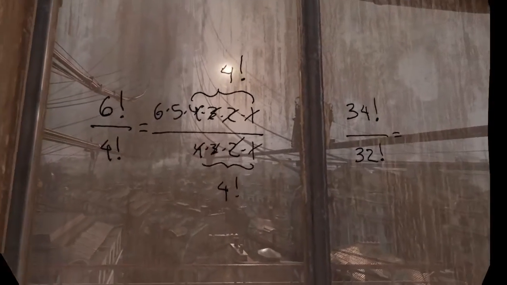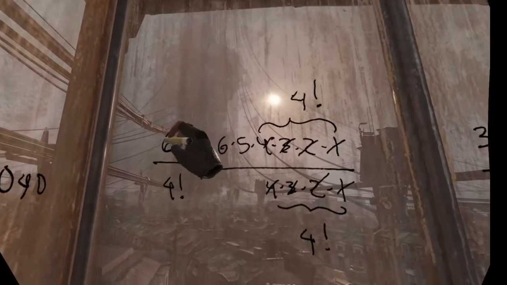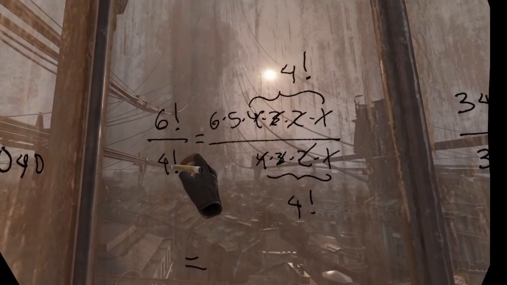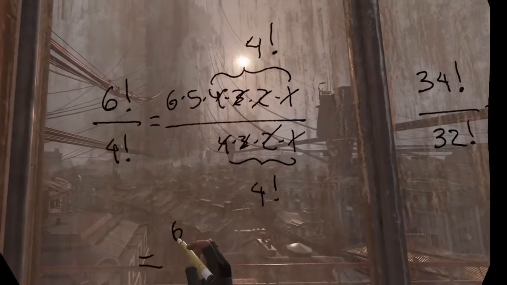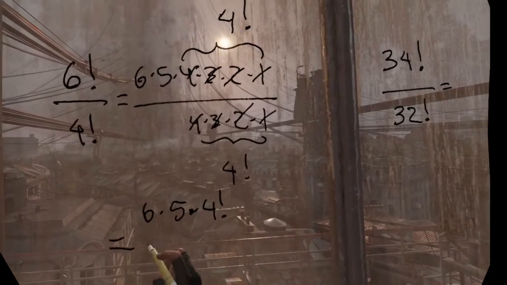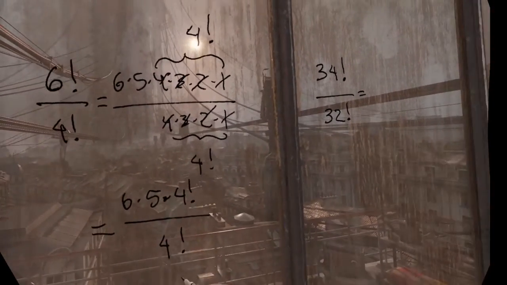So the shorter way of doing this problem, really, instead of writing it out like this, is to break apart the factorial in the numerator until you get to the next biggest factorial, meaning 4. So you're going to have 6, 5, and then 4 factorial, right? And then over 4 factorial. So that's the shorter way of doing this.